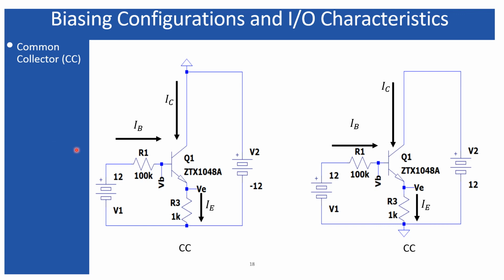Now what is then the common collector configuration? As I am using the NPN transistor, the collector must be at higher potential, because when you are operating in forward active mode, the collector to base junction must be reverse bias and the emitter base junction must be forward bias. And in order to satisfy that particular condition, the collector must be at higher potential in comparison with the emitter or the base.